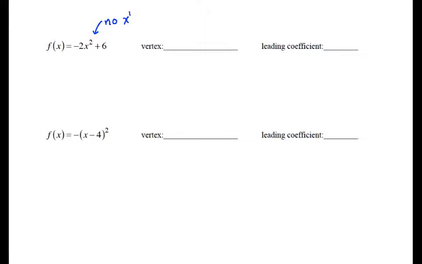If we were to think about the horizontal and vertical shifts of this, we would see that there is no horizontal shift because that x is just directly squared. There's no number that's added to or subtracted from x. And we can see that there is a vertical shift. This 6 added on the outside after squaring is a vertical shift up 6.